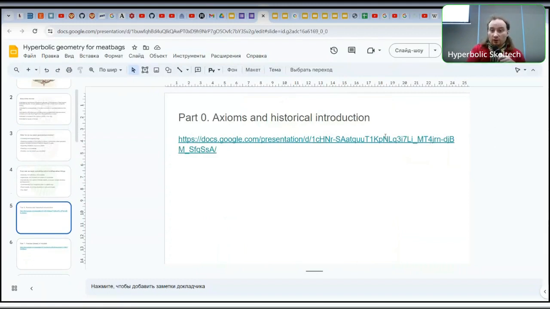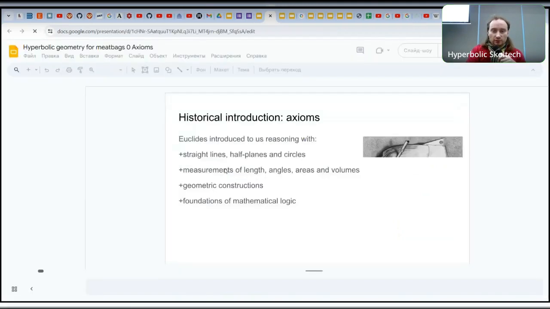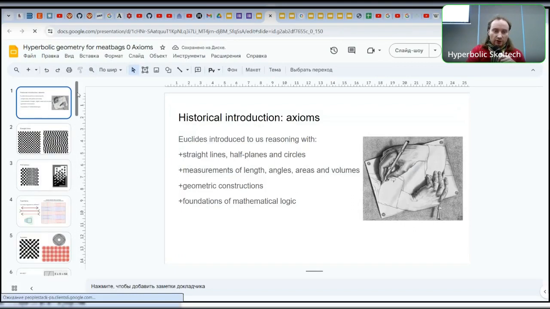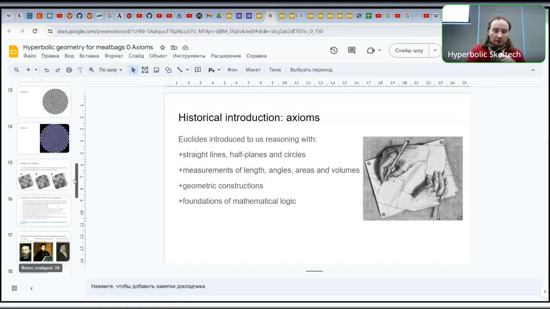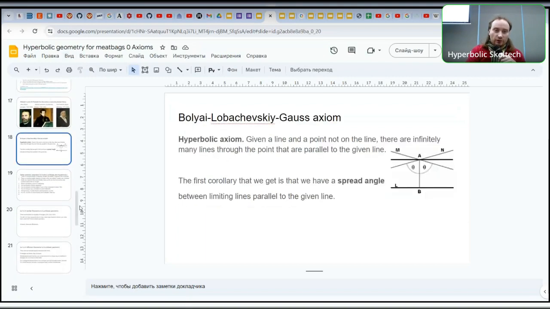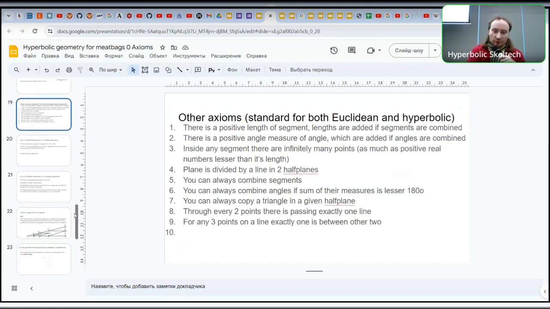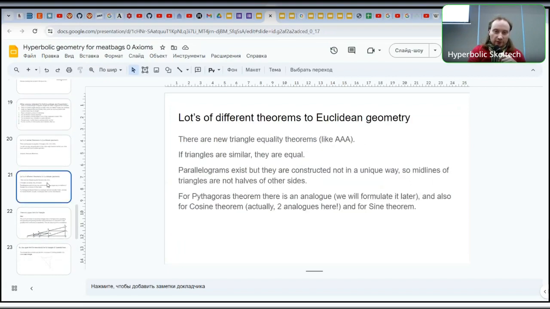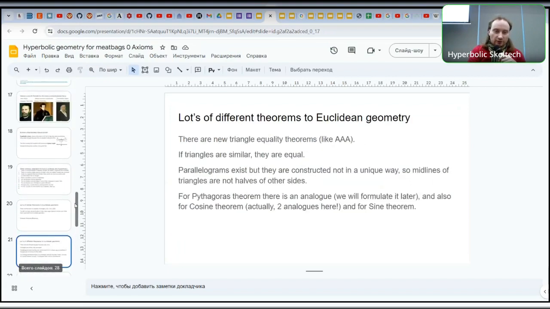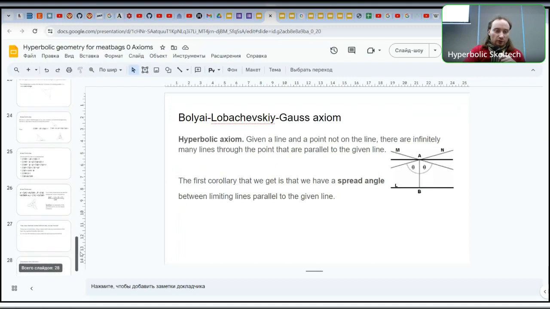First, we introduced the axiomatic way, which is a productive way for working with hyperbolic geometry, but not very comfortable. So we started with this axiom, which substitutes the parallel postulate from Euclid.